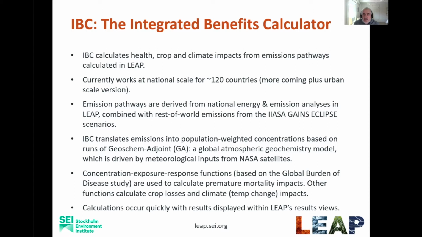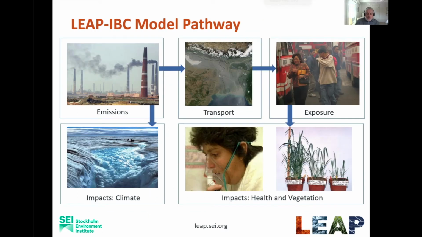IBC, the Integrated Benefits Calculator, is a new part of LEAP. IBC calculates health, crop, and climate impacts from emission pathways calculated in LEAP. IBC currently works at the national scale for about 120 countries, with more coming soon, plus an additional new version that will work at the urban scale. You can see the LEAP IBC modeling pathway visualized on this slide. The transport modeling takes the emissions from LEAP and calculates population-weighted concentrations based on the GEOS-Chem adjoint modeling, and then health impacts are calculated based on the relative risk functions from the Global Burden of Disease study.